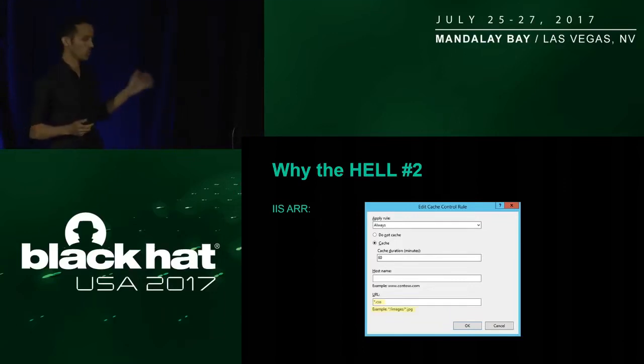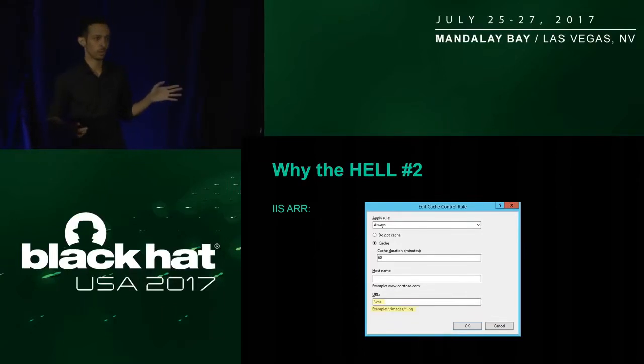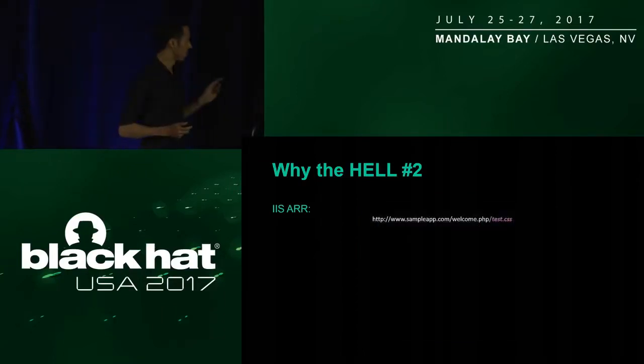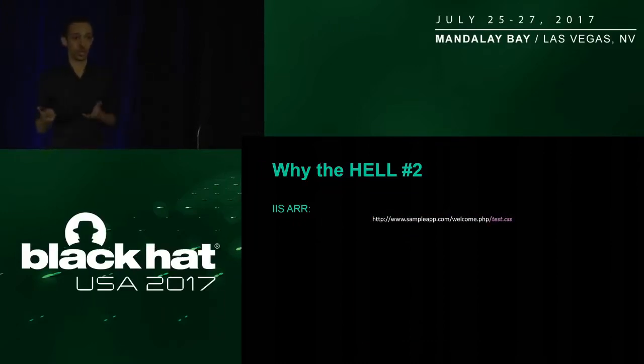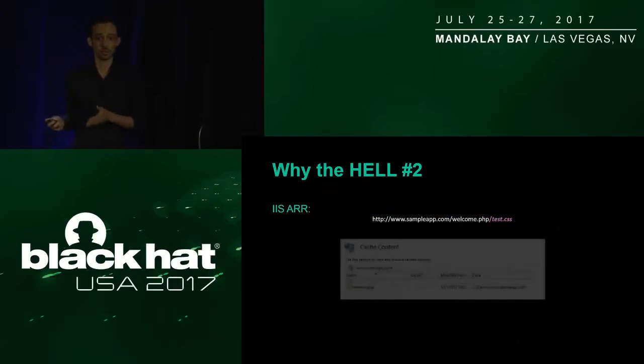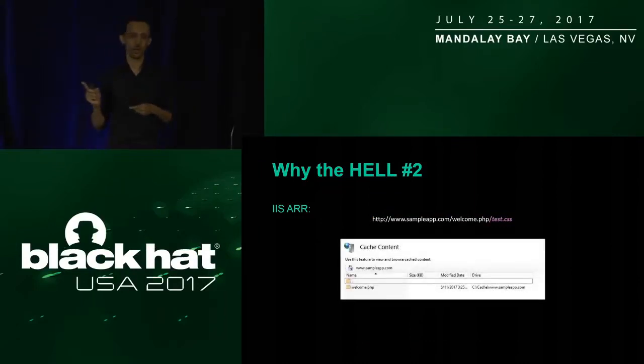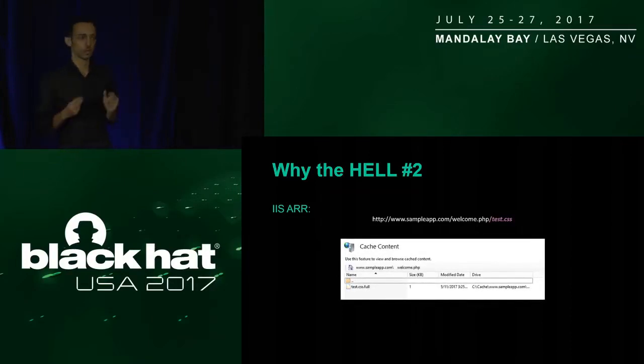So if we have this configuration for the IIS load balancer, IIS ARR, and we access this triggering URL, where welcome.php is an actual page in the application, and we add a name of a non-existent file afterwards, then if we have a look at the caching directory on IIS, we can see that there is a new directory just created named welcome.php. And inside it, there's a new cached file called test.css. But test.css doesn't really exist on the web application, right?